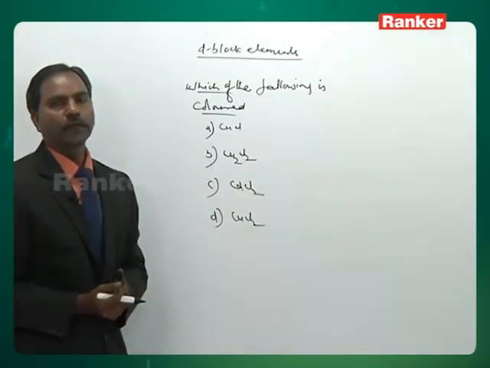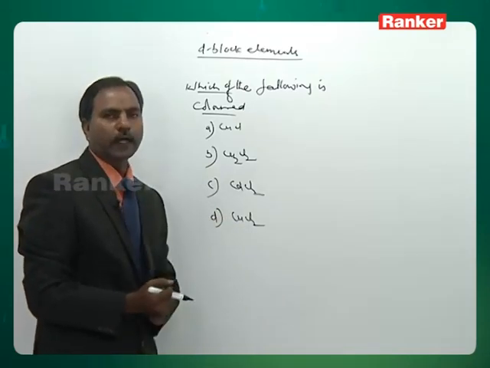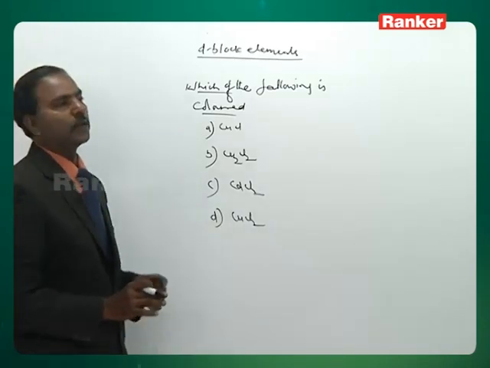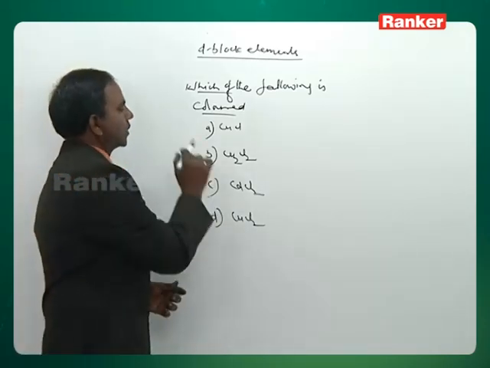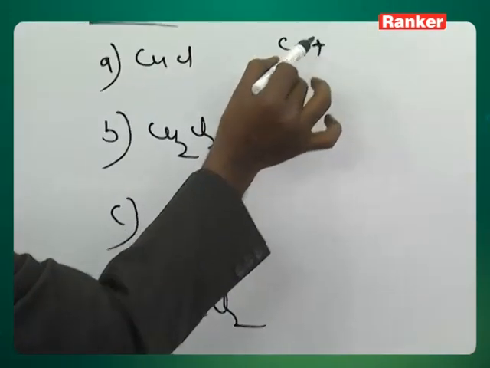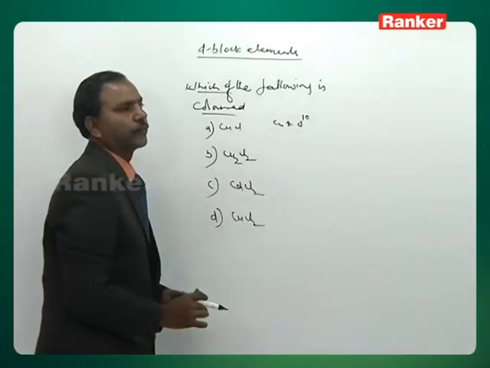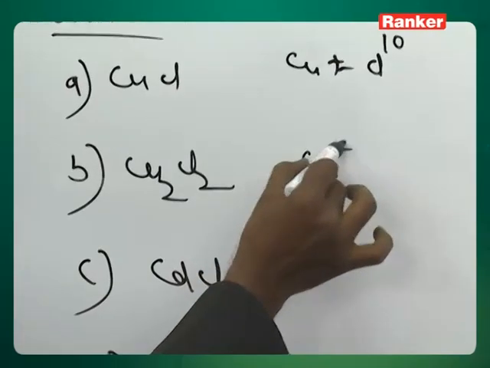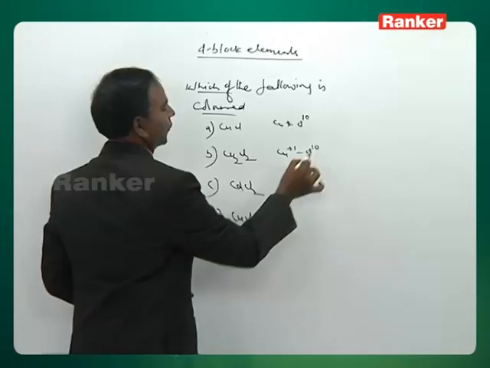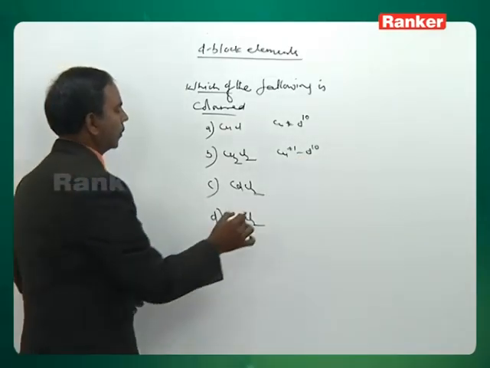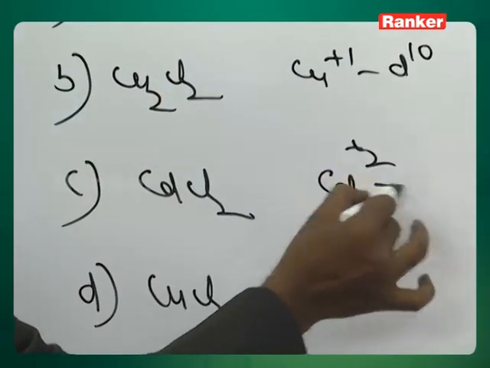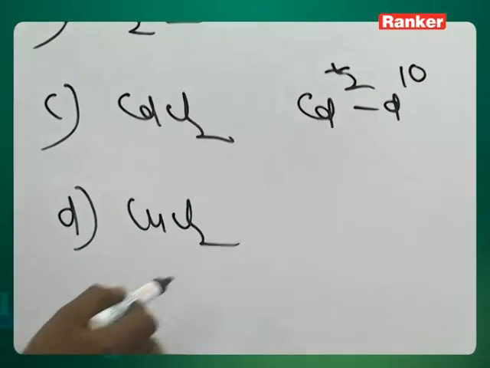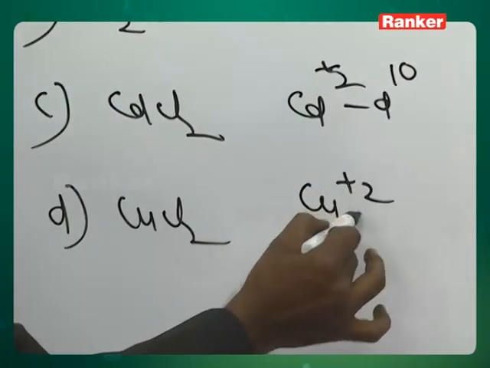Then you have to say, according to our generalization, wherever there is no unpaired electron, D0 configuration or D10 configuration, that particular compound is found to be colorless. Now we consider CuCl. Cu is +1. +1 means D10. Therefore it is colorless. Coming to Cu2Cl2, same oxidation number. This is again Cu +1. Still it is D10. And CdCl2, you know, Cd is +2. Still it is D10 configuration. Therefore colorless.